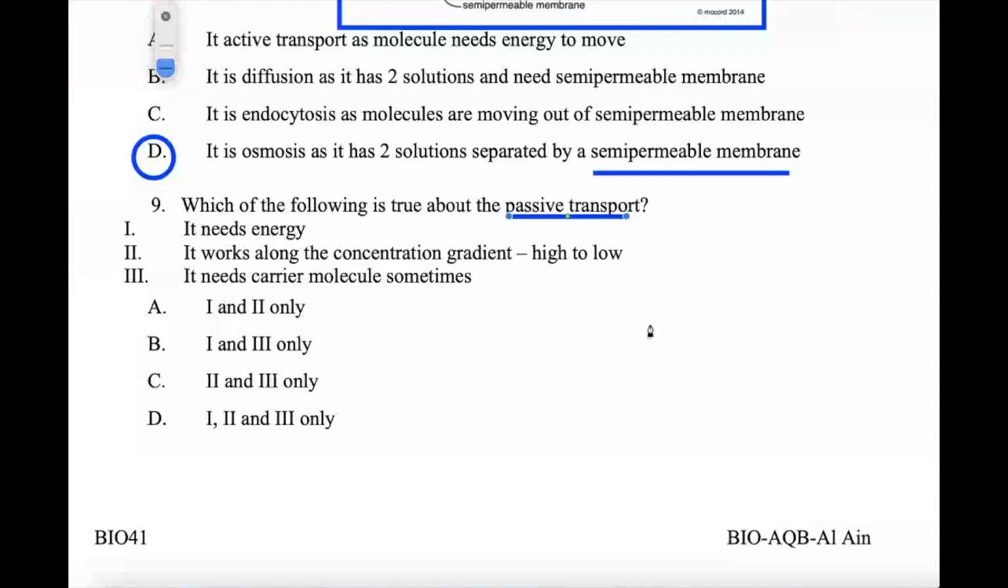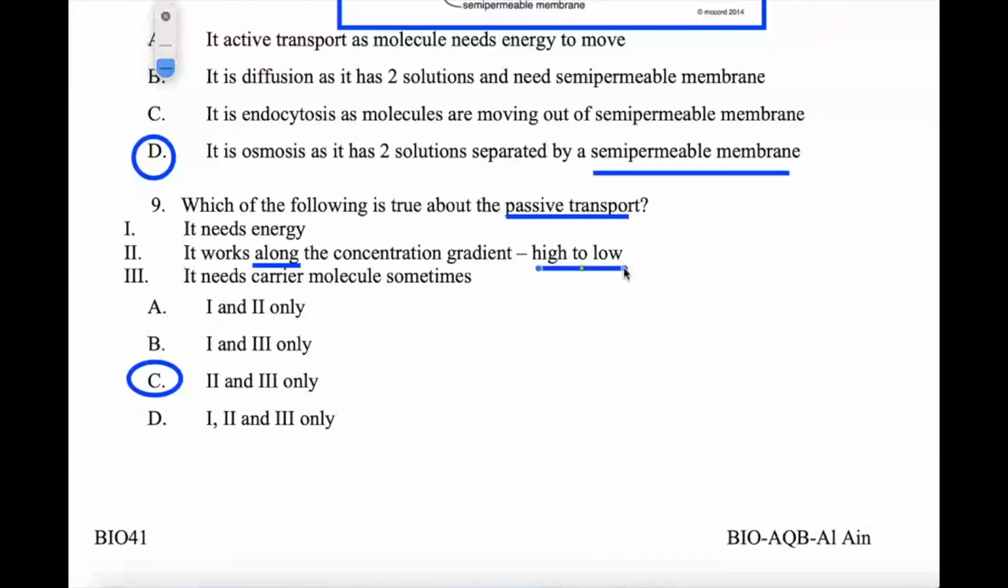Need energy. Passive transport doesn't need energy. Active transport does need energy. Simple diffusion and osmosis do not need energy. Facilitated diffusion also does not need energy. Which options involve movement along the concentration gradient, and which involve a carrier molecule?